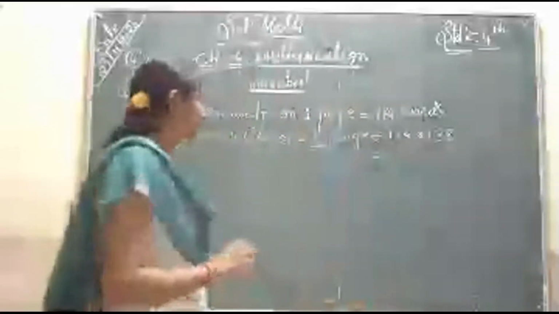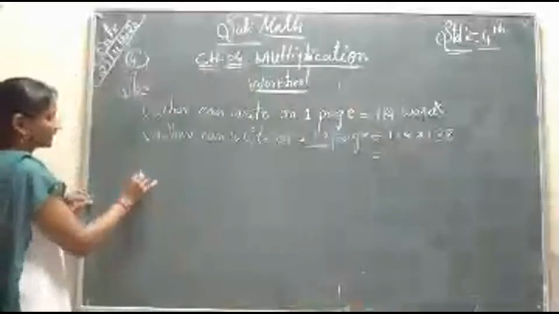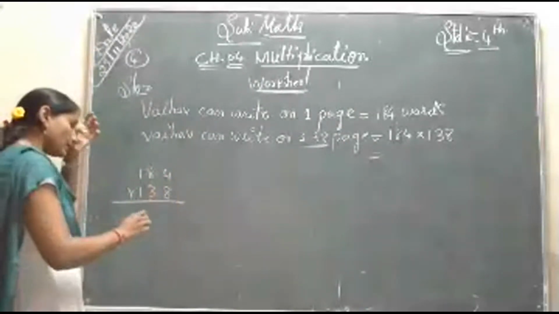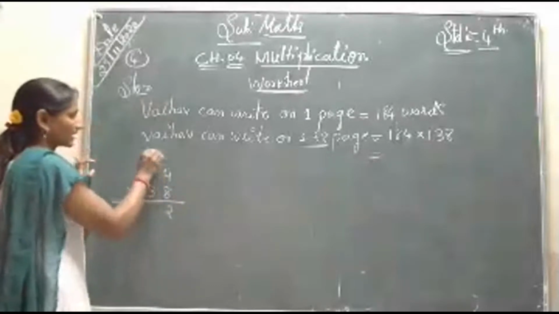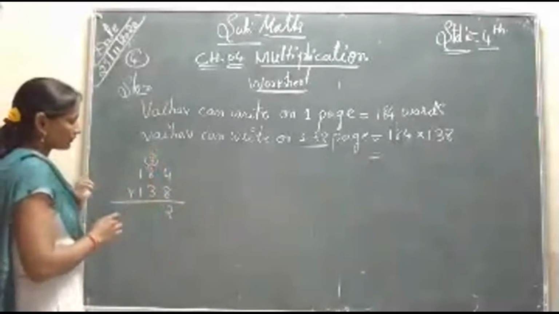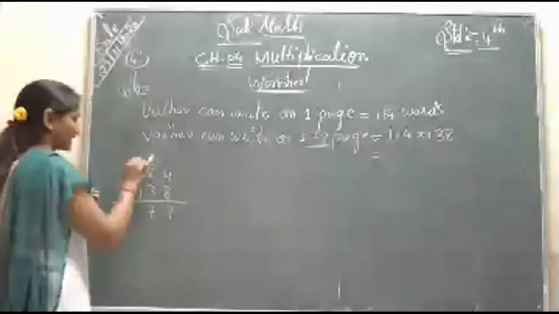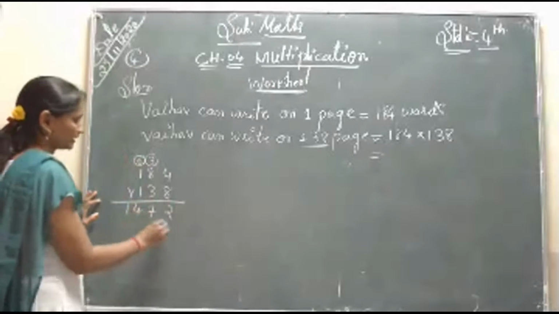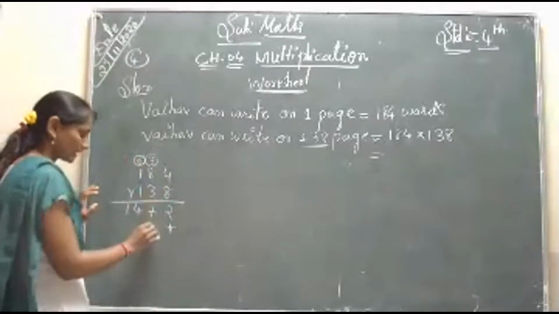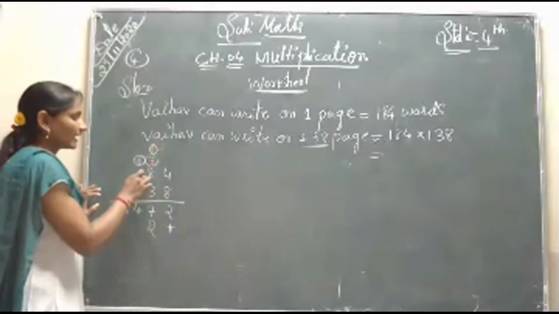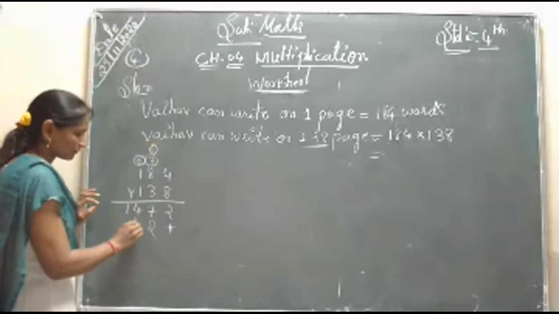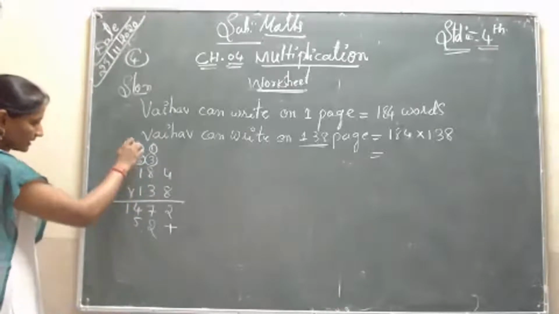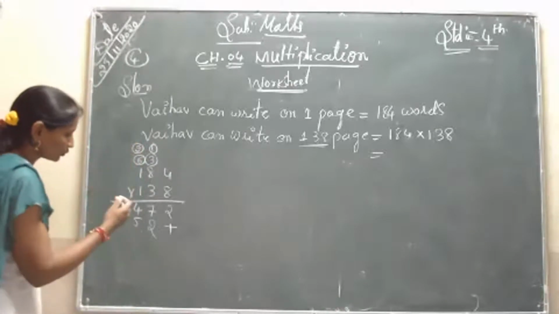So use the multiplication. 184 into 138. 8 4s are 32. So we have to write 2 here. 8 8s are 64, 64 and 3 is 67. So 8 1s are 8 plus 6 is 14. We have to write here plus. 3 4s are 12, 1 carry. 3 8s are 24, 24 plus 1 is 25. So 3 1s are 3, plus 2, so that is 5.